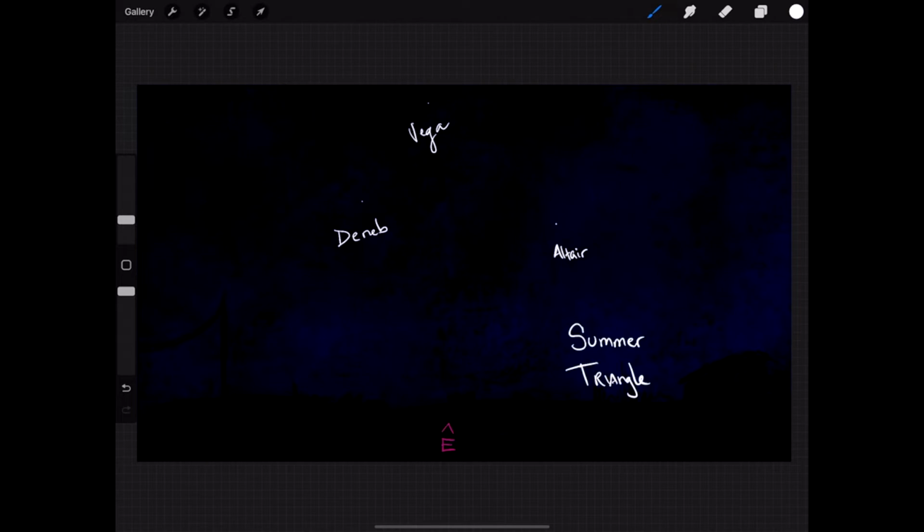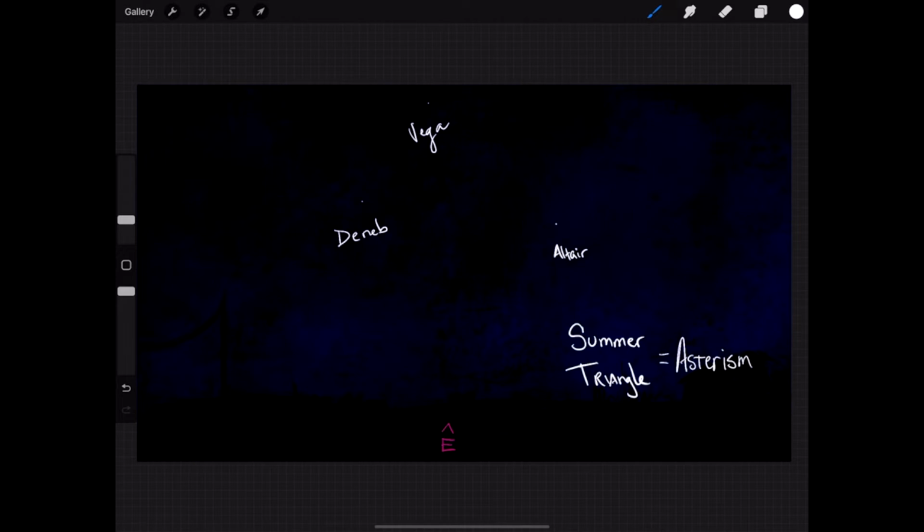Now, you've probably heard of constellations, right? Well, constellations are dot-to-dot pictures of stars in the sky, but the summer triangle is not a constellation. It is another kind of star picture called an asterism. A-S-T-E-R-I-S-M. It's an asterism. Now, what's the difference between a constellation and an asterism?